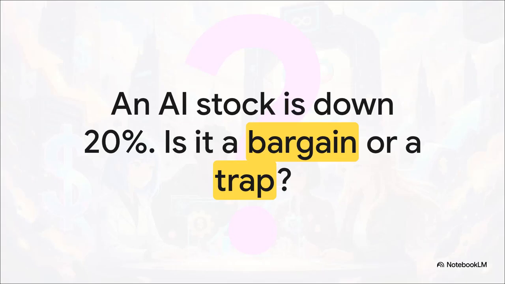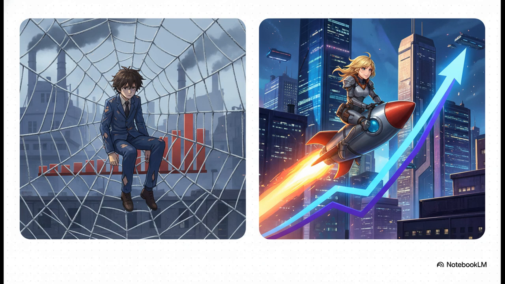Okay, so picture this. A stock you absolutely love, maybe one of the big AI names, suddenly tanks 20%. Your gut is screaming, buy the dip, this is the chance. But your brain is asking that nagging question. Is this a real opportunity to get a great company on sale, or am I about to walk right into a classic value trap? And this is exactly where the usual tools, like the PE ratio, can totally fool you.